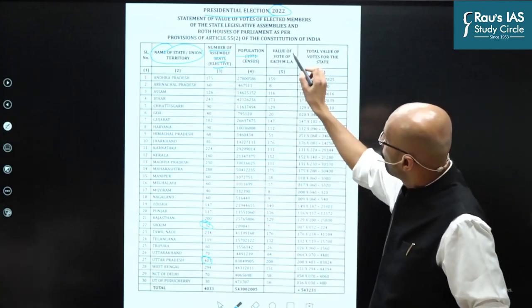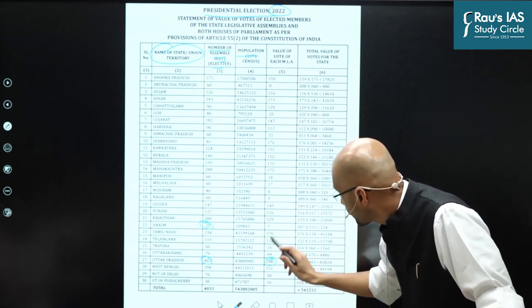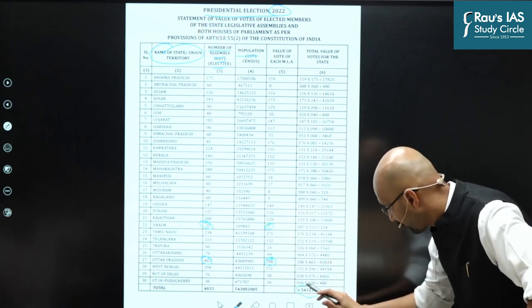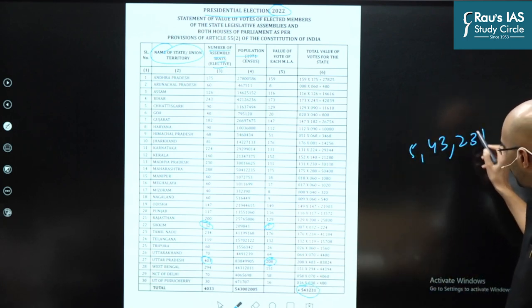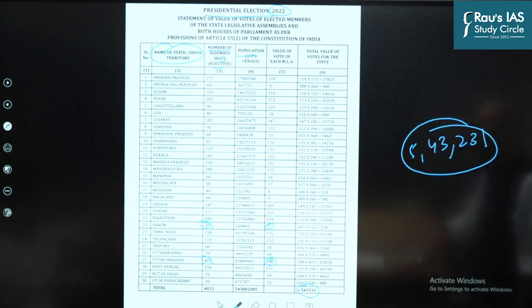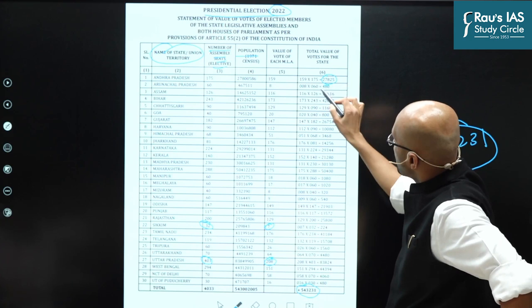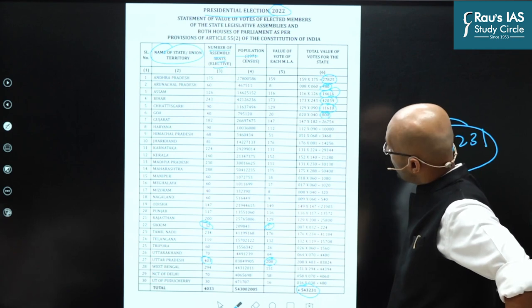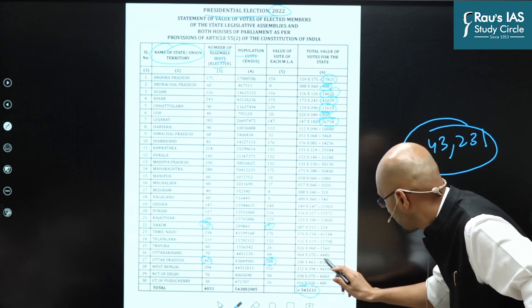Okay. So population as per 71 census. Then this is the value of vote of each MLA. You can see UP is 208. Sikkim is 7. And this is, I hope you can see, total value is 5,43,231. Right? Now, if you observe, these are the independent values of states. And you will see that there is a proportion with their population. So bigger is the population, bigger is this value. So UP has how much value? UP has this much value.